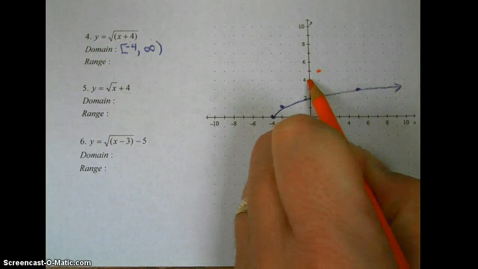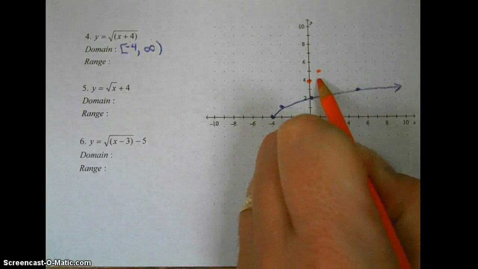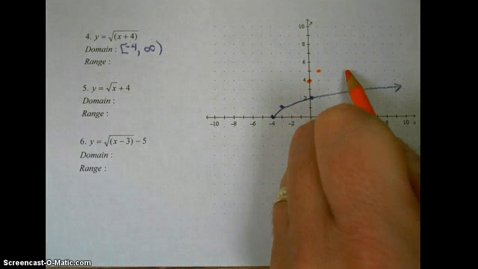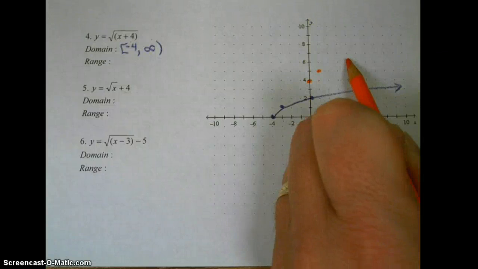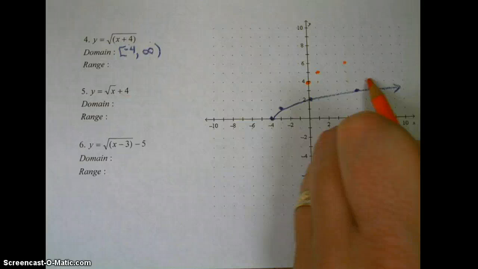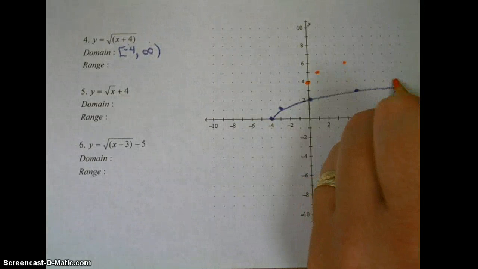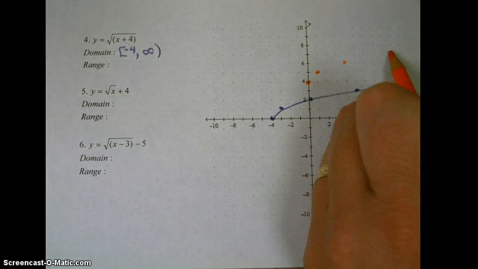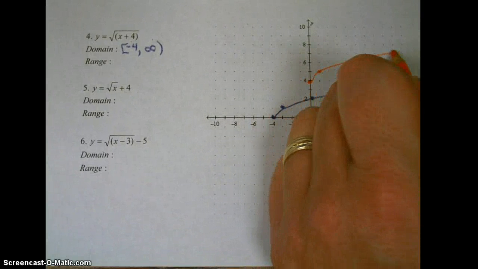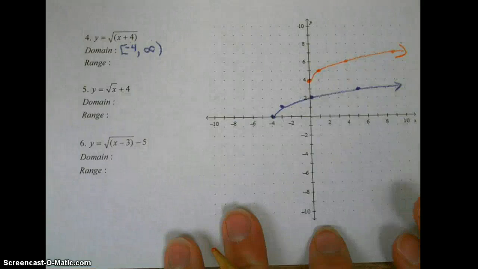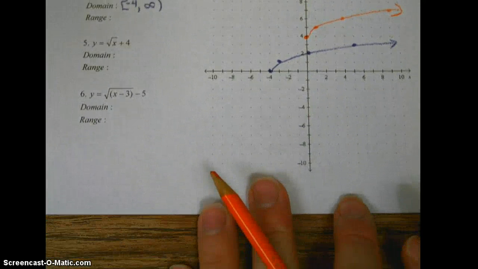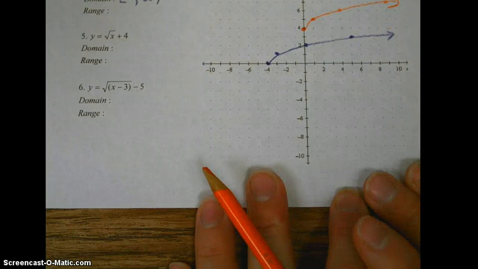Over how many? That's right. 1, 2, 3, 4. How many up? 2, because the square root of 4 is 2. Okay. 5, 6, 7, 8, 9. Next perfect square, 1, 2, 3. And we get our graph. I'm going to let you go ahead and do the domain and range on that one.